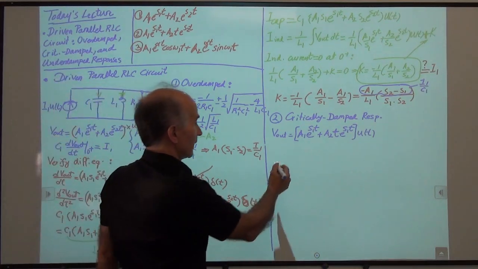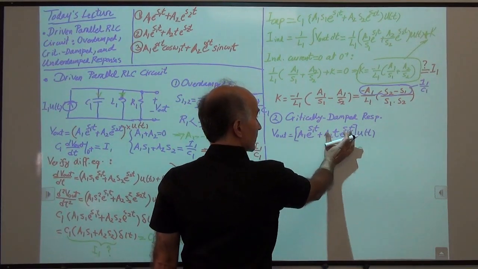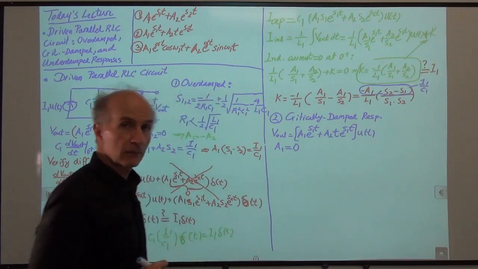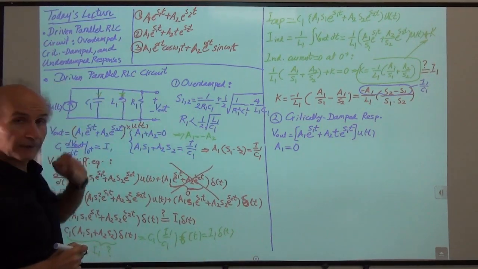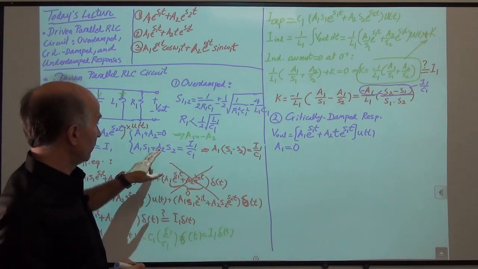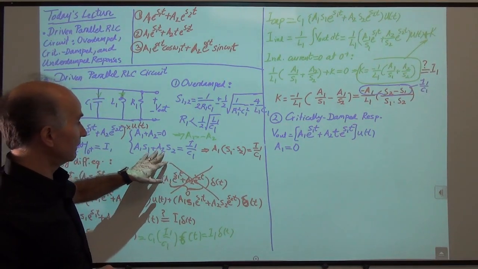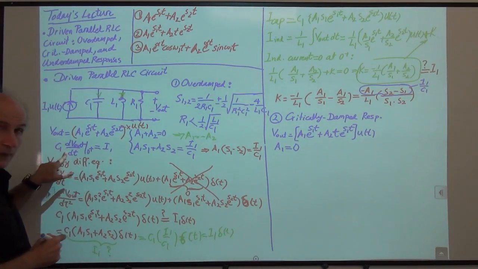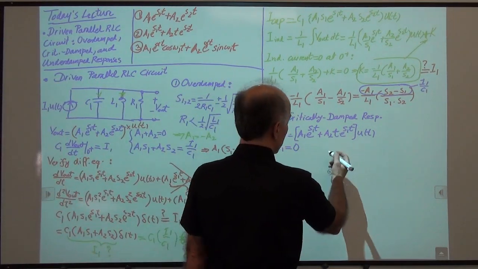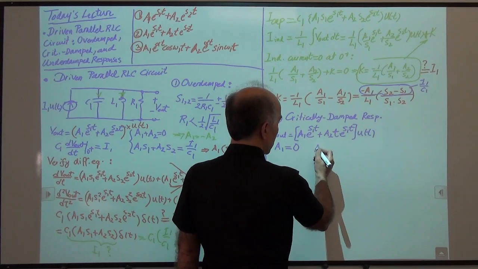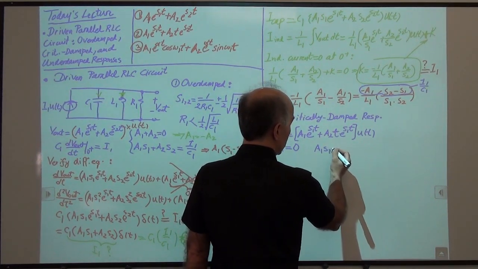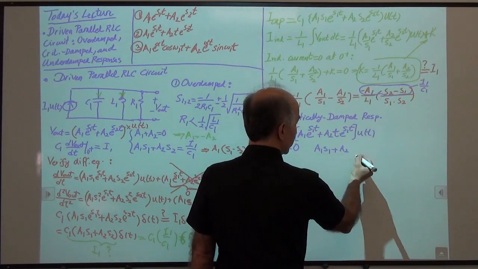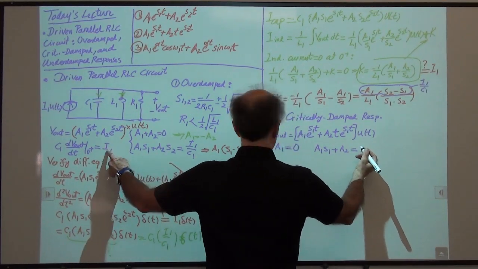Okay, so then we say at time 0 plus, this is 0. We have only A1, so A1 is equal to 0 because the output voltage at time 0 plus is 0. And then you also have to enforce this condition, meaning that the derivative at time 0 plus is given by I1 over C1. So the derivative of this guy has to be obtained. That would be A1 S1 plus the derivative of this one times that, so A2. That has to be equal to I1 over C1.